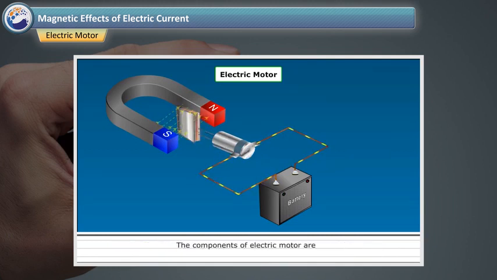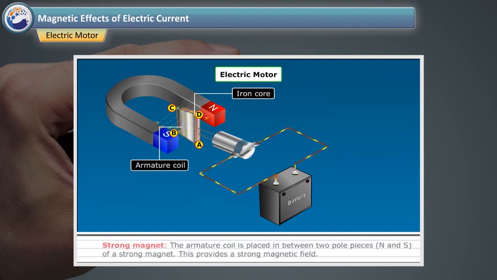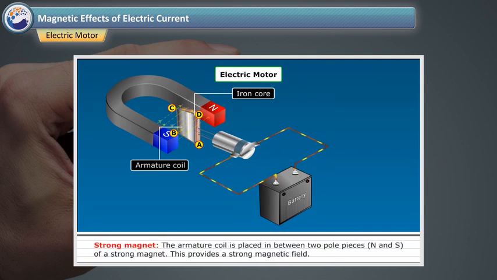The components of electric motor are: Number 1. Armature coil. A large number of turns of insulated copper wire wound on iron core in rectangular shape forms an armature coil ABCD as shown in the figure. Number 2. Strong magnet. The armature coil is placed in between two pole pieces, north and south, of a strong magnet. This provides a strong magnetic field.